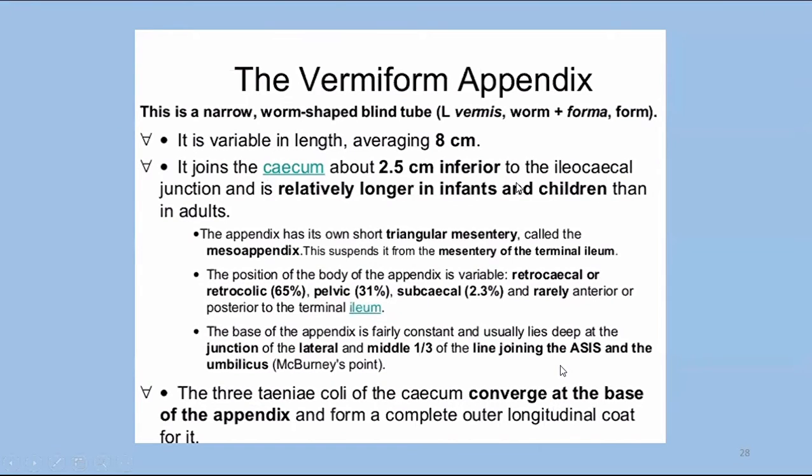Next is the vermiform appendix. It's a narrow, worm-shaped blind tube. In ultrasound, we describe this as a tubular, peristaltic, blind-ending structure. It is variable in length, averaging 8 centimeters. It joins the cecum about 2.5 centimeters inferior to the ileocecal junction, as I mentioned earlier. It is relatively longer in infants and children than in adults. Now, the appendix has its own mesentery, called the mesoappendix. It suspends it from the mesentery of the terminal ileum.